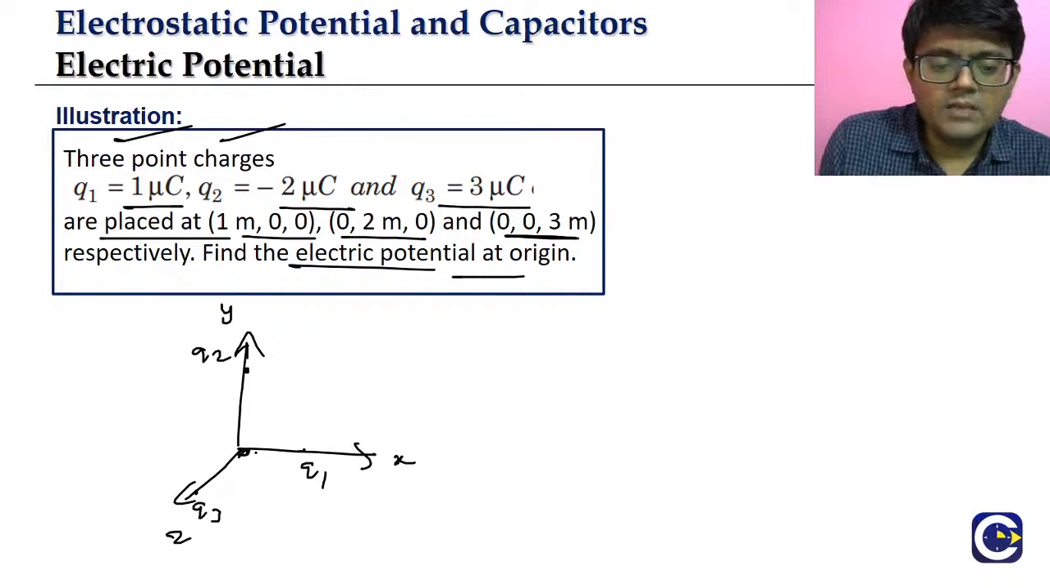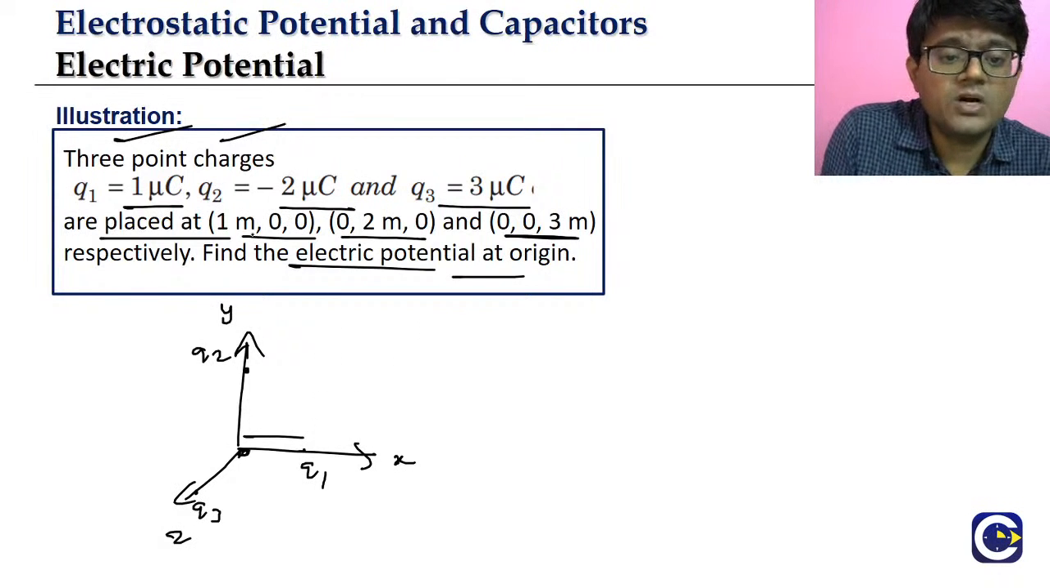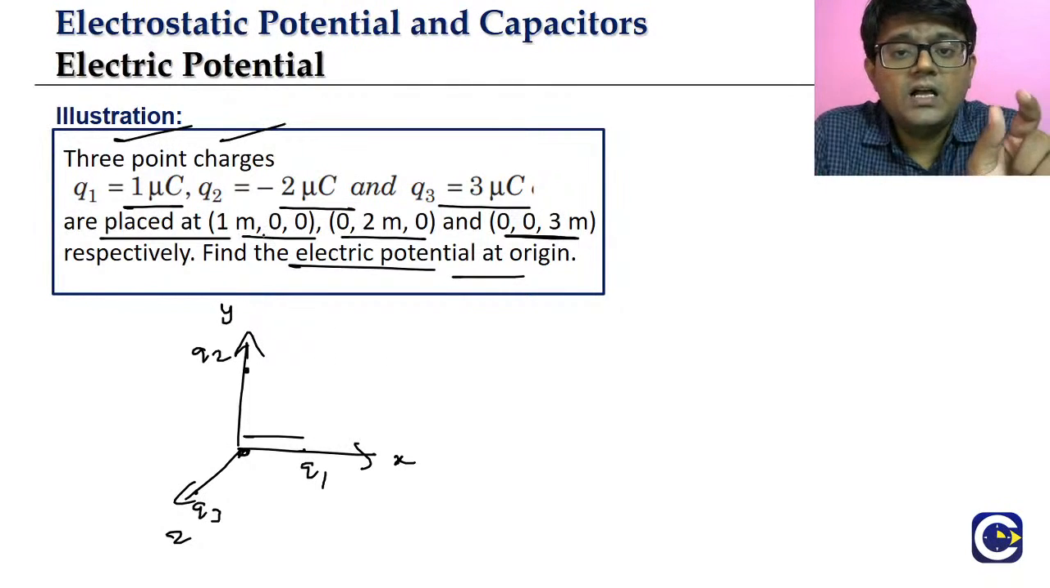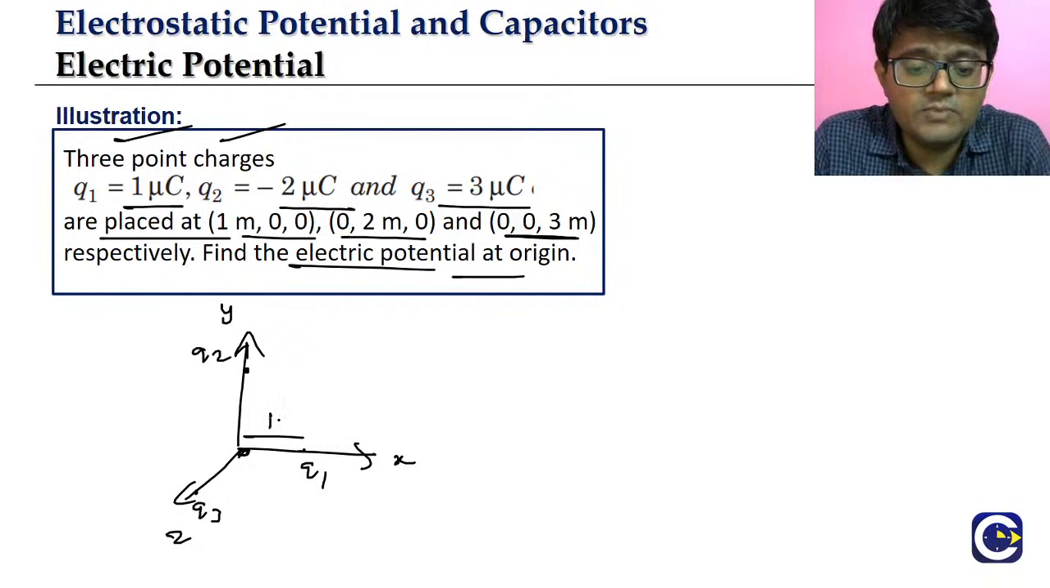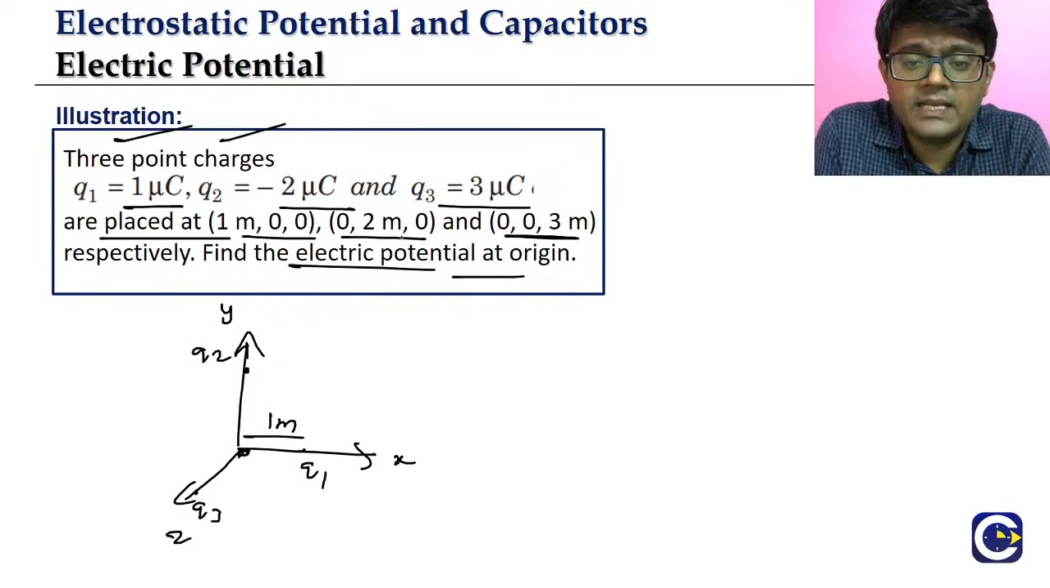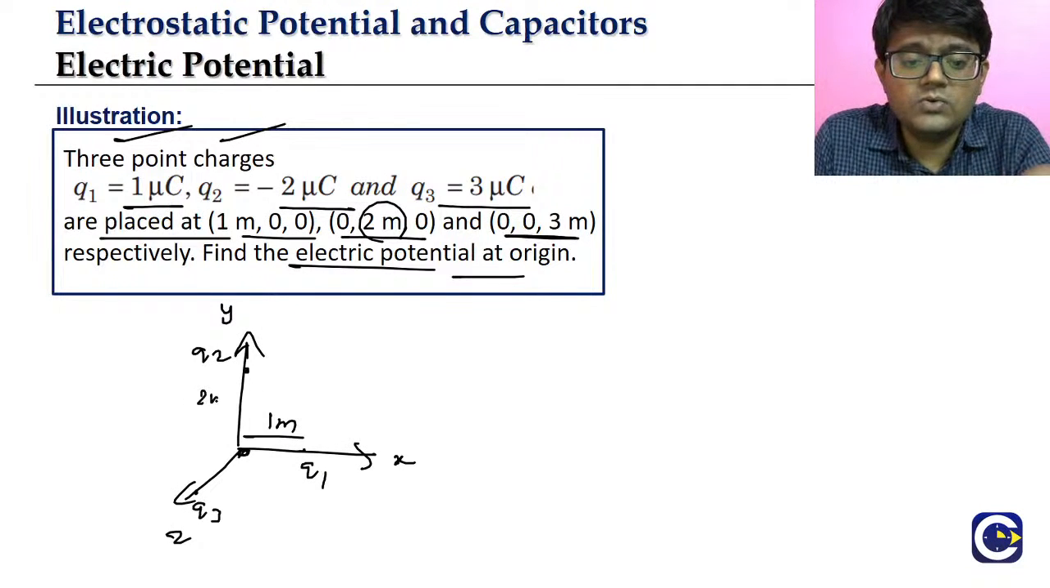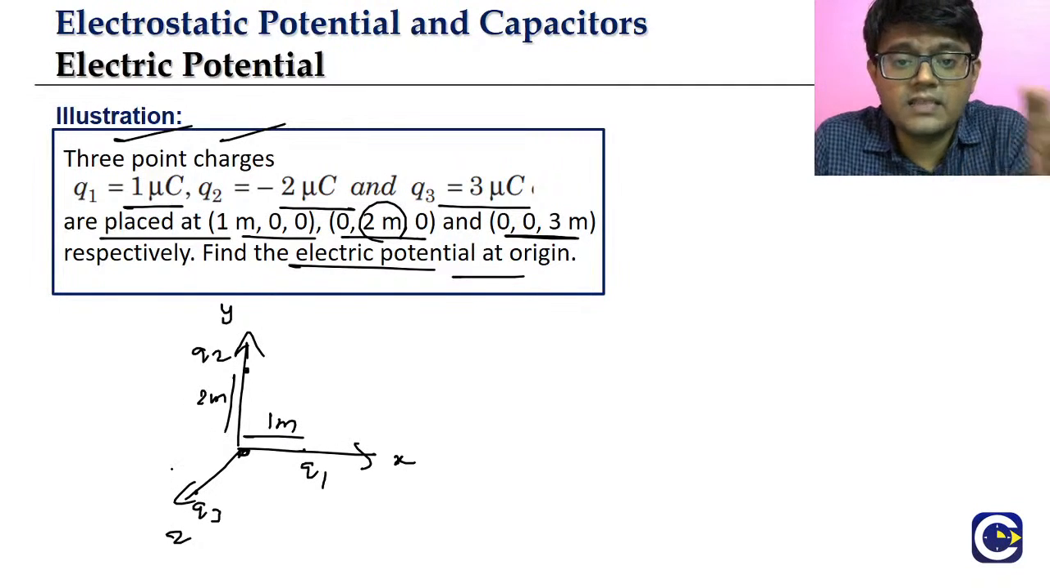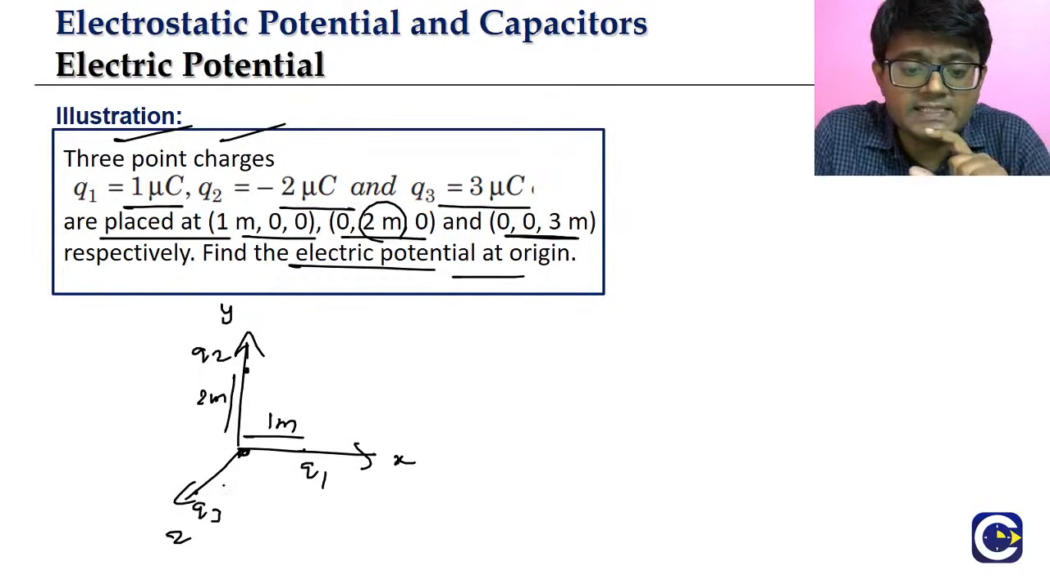Now we should look at the distance of q1 from the origin. The position is 1, 0, 0, right, so this will be 1 meter. What is the distance of q2 from the origin? Look at the y coordinate value: 2 meters. That's the distance from the origin to q2. Similarly, look at the distance of q3.